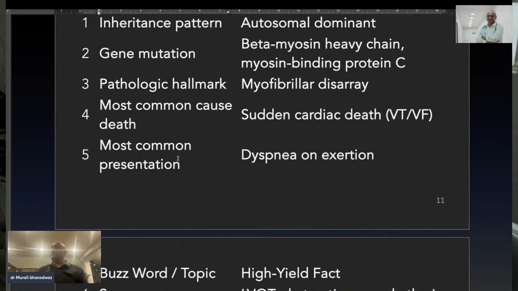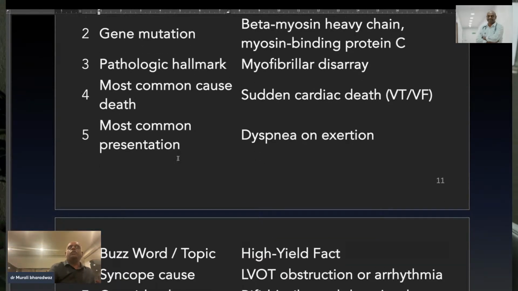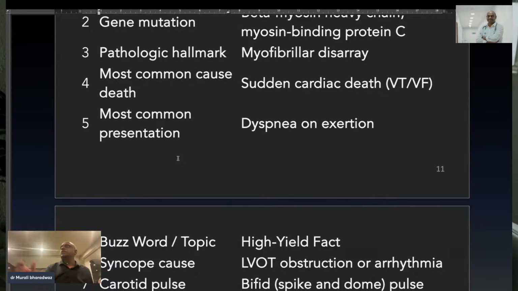So how will the question be in the exam? A football player, while running, suddenly collapses. Sudden cardiac death has only 2 causes: one is mitral valve prolapse, the other is HOCM. And the most common presentation is shortness of breath on exertion.